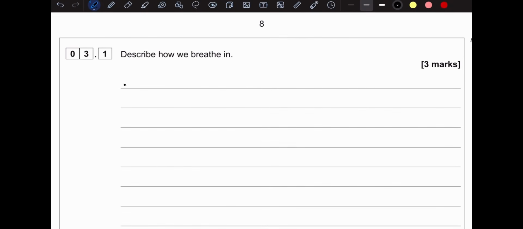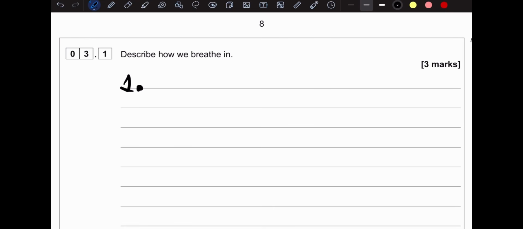So some key things to mention here. The idea is you want to mention something to do with your ribs, you want to mention something to do with your diaphragm, and you want to mention something to do with thoracic pressure, right? Those are the three main things that are involved in inhalation, okay? So let's start with the ribs.